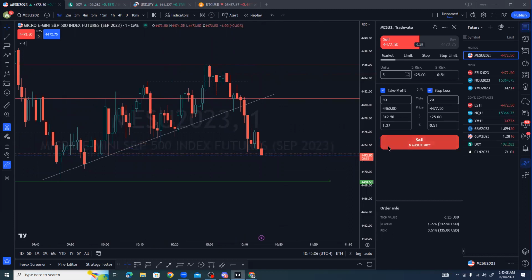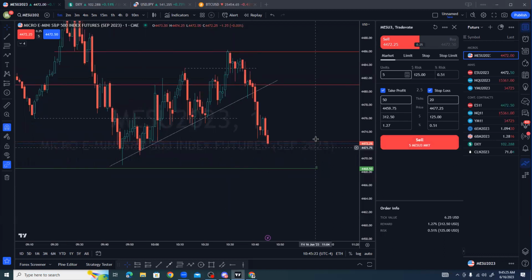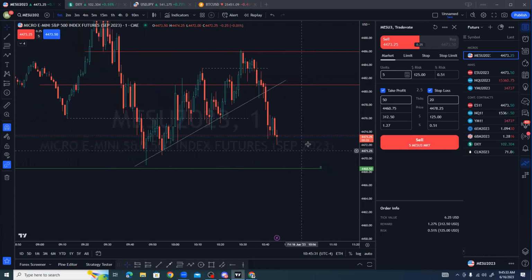Oh, I want to FOMO in. I'm not going to. Might be done. Might be done for the day. Because this is definitely reversal looking, where we're going to take out lows. And yeah. Looks very similar to this setup right here, right?